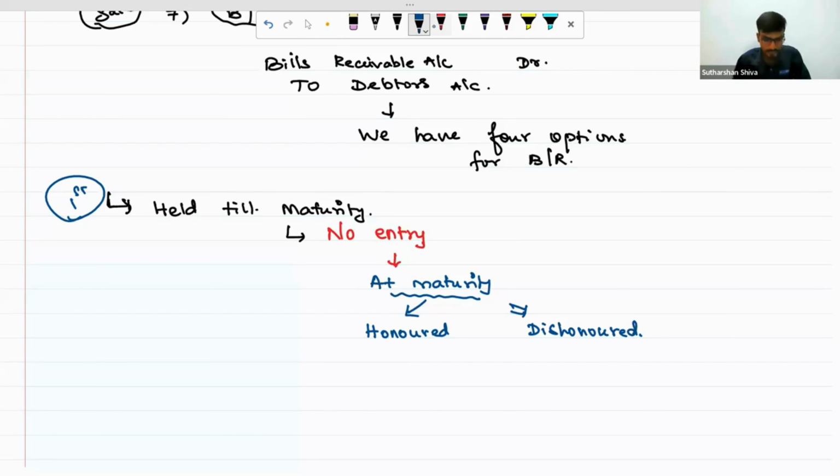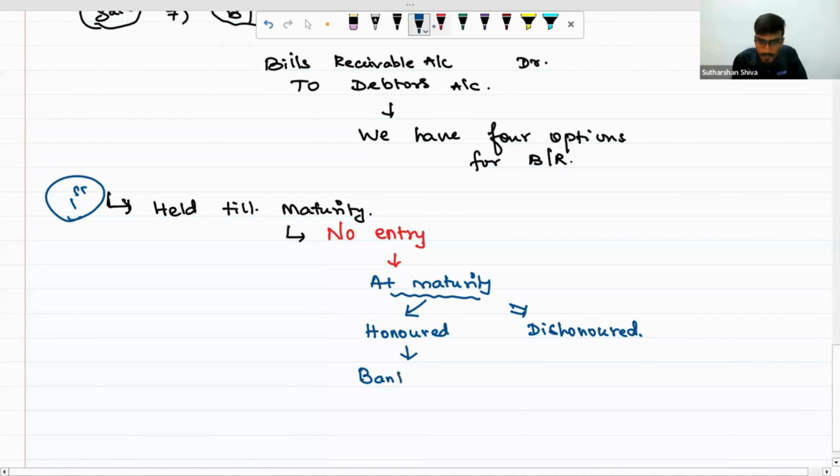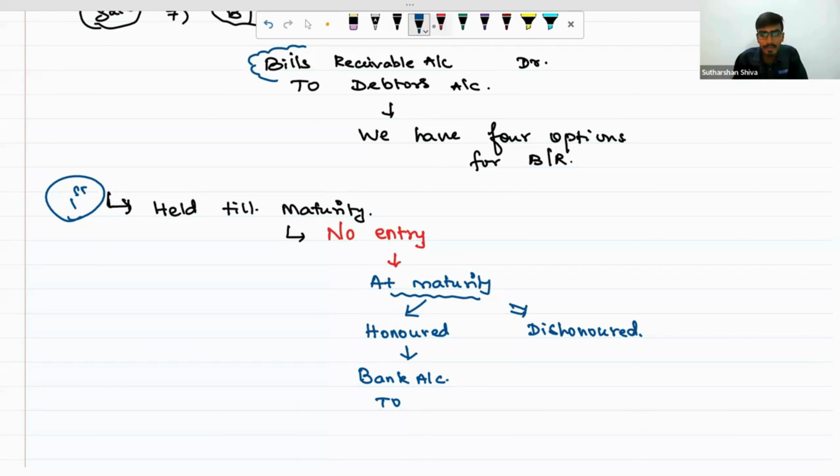If it is honored, I will pass the entry and I will get my cash, correct? I will put my bill in my bank, and they will give me the amount. That amount will be in my bank account, so my bank account balance will increase. That is, my asset balance will increase, so I will debit my bank account. To, already I have created the bills receivable. Now this bills receivable is cancelled out because my debtor has made the payment to me. So I will credit my bills receivable.